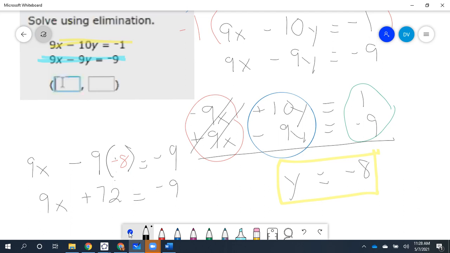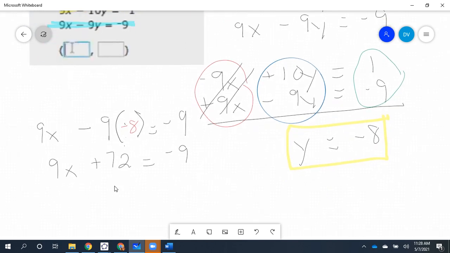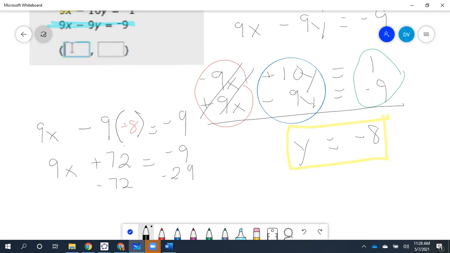Now we're going to solve this. I've added 72, so we'll need to subtract 72, yeah? From both sides. Subtract 72, subtract 72. Oh, what happened there? I said 72, didn't I? I just didn't write it. Subtract 72. And so that's going to give us 9x equals negative 81.